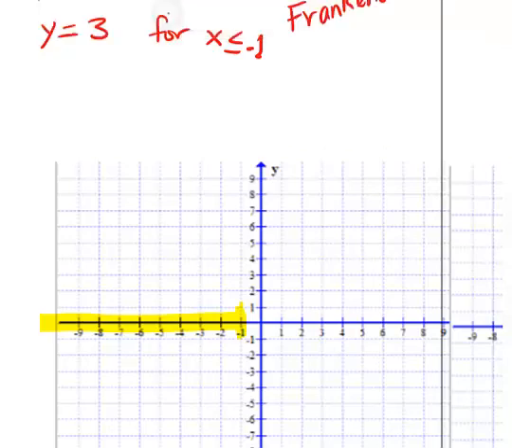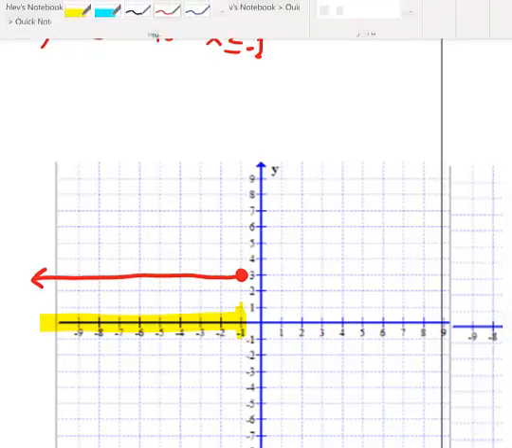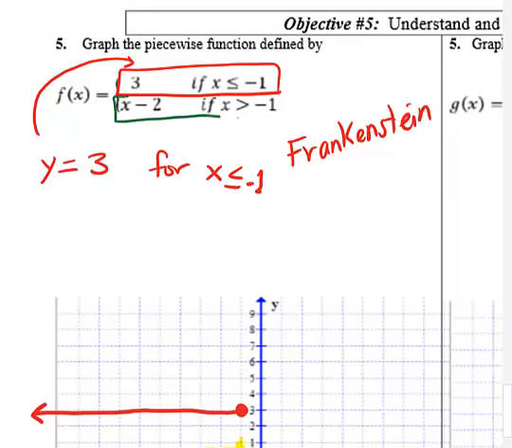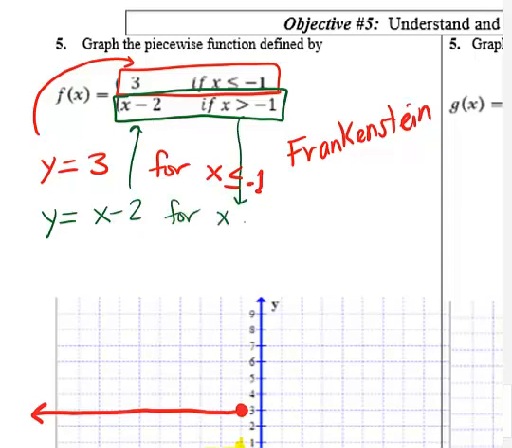So in that area, I want my line to look like y equals 3. And if you remember, y equals 3 is a horizontal line. So I'm starting there, going off in this direction. I want my line to look like that. But that's only for that highlighted portion of the x-axis. The other part of the x-axis is described down here. They want it to look like y equals x minus 2, and then they specify the x values they want it to look like.